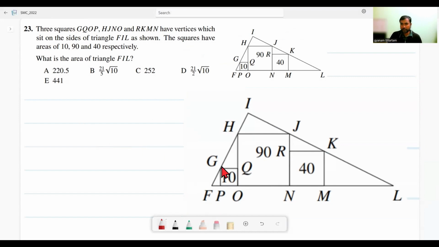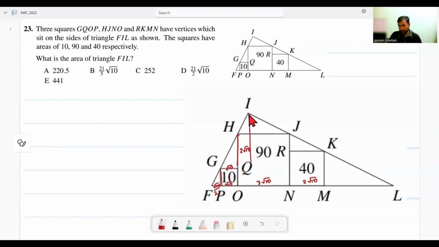So remember, if area is given, this is going to be root 10. Okay, and this is going to be 3 root 10, and this is 2 root 10, and this is root 10. Now if you observe this length, this length is 2 root 10. So it's a 1:2 ratio. It means this is going to be root 10 over 2. 1:2 ratio, right?